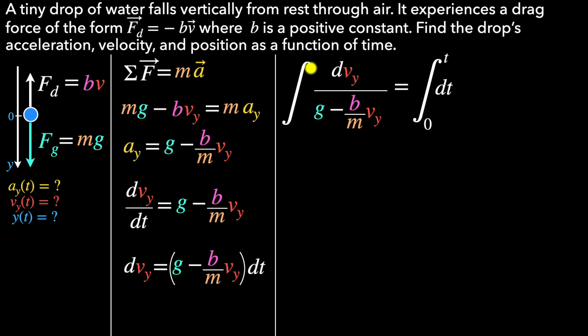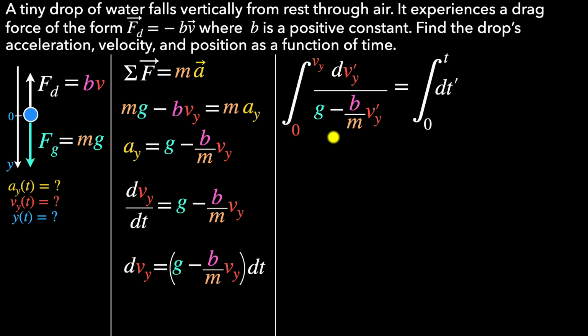And similarly, what will be the bounds over here? Since our variable is velocity, our bounds will be in terms of velocity. At time t equals 0, what's the velocity? Well, it's given that the tiny drop of water falls vertically from rest. So our initial velocity is 0. And the final velocity, let's just call that vy. And just to make sure we don't confuse our variable with the upper bound, let's use primes over here. Basically, we are saying that vy is the upper bound and vy prime is a variable. T is the upper bound and t prime is the variable. Okay, that's it. It doesn't change anything.